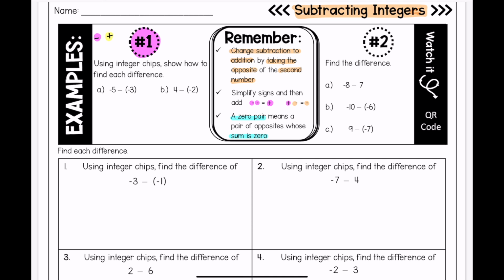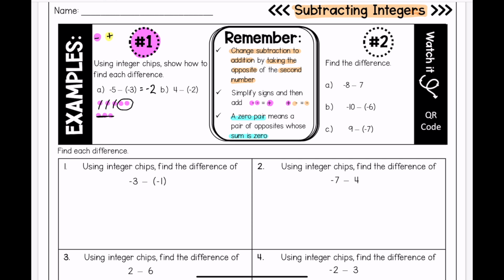So we have a negative 5. So I have 1, 2, 3, 4, 5. And I want to take away 3 negatives, 1, 2, 3. So if I have negative 5 and I want to take away 3, I'm going to pull out this one, and this one. I'm taking away those negative 3s. This is what I wanted taken away. So I am left with negative 2. That one wasn't so bad. Negative 5 minus negative 3 is negative 2.